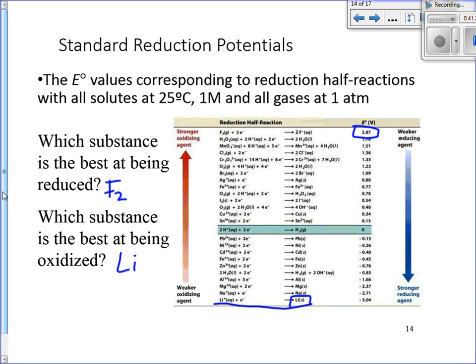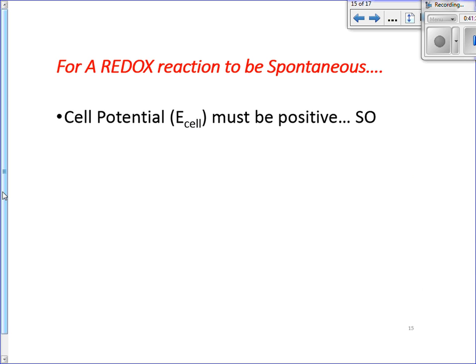Oh, so E cell is positive. That means it's spontaneous and favored, right? So let's relate that to delta G. E cell is positive, delta G must be negative, and KEQ must be greater than 1. Good. So now delta G and equilibrium can be related to cell potential.